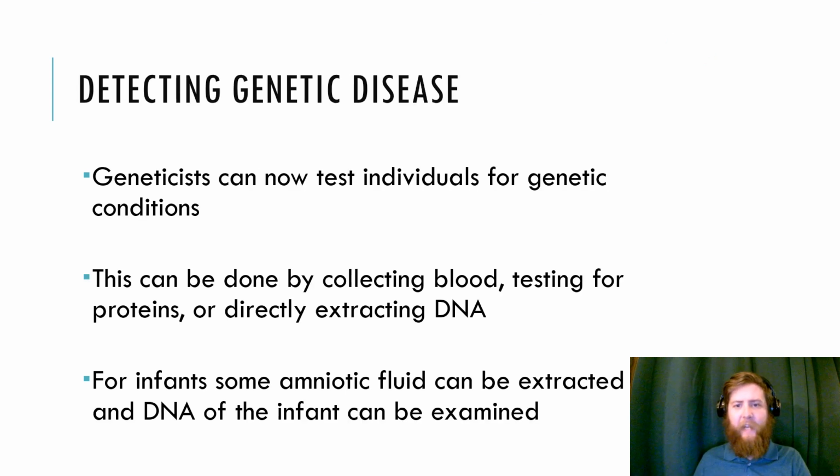Detecting genetic disease. Like any other medical condition, we want to detect these kinds of diseases and be able to treat them. So we've designed and developed tests that allow us to test individuals for genetic conditions. This can be done by extracting blood, by testing for proteins that are made from the DNA, or by directly extracting DNA and running tests on the DNA. If we're worried about parents with genetic disease, sometimes for infants, we will extract some amniotic fluid in the placenta, and we can examine the DNA of the infant from that, and then see if these guys have genetic diseases or not. This is getting more and more common. It's getting cheaper and cheaper to do, so probably in your lifetime, you'll start to see more and more couples receiving this kind of testing.